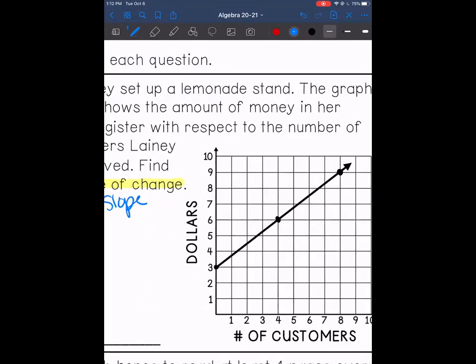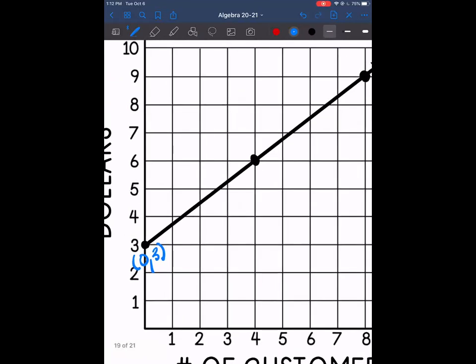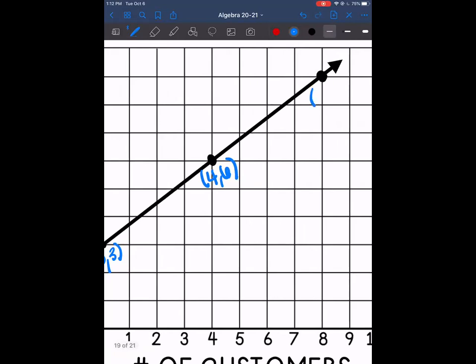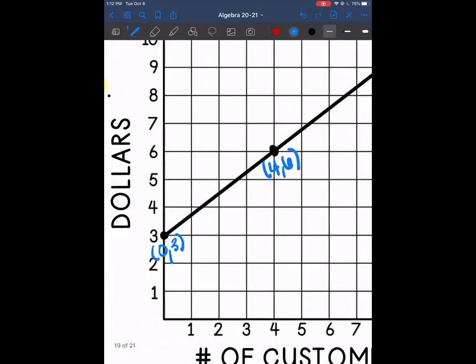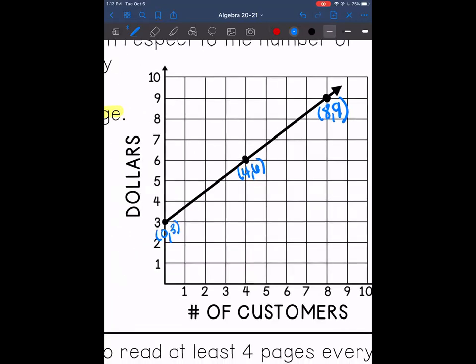Okay, what are our points? Our X value is 0, but we went up 3 units, 3 squares. We went over 4 and up 6 on this one. And over here we went over 8 and up 9. So those are your points. Once again, you can pick either 2 of those. You could do this one and this one, or this one and this one. I would always pick from left to right though.